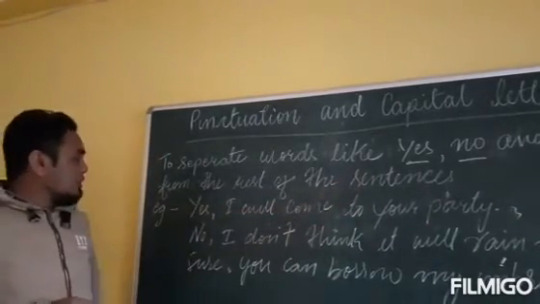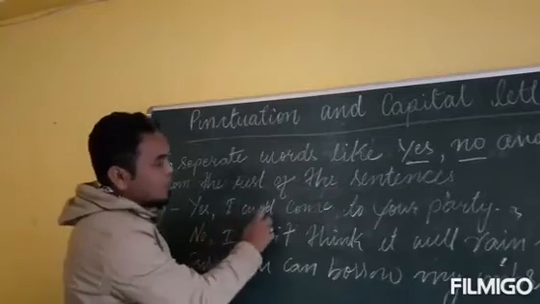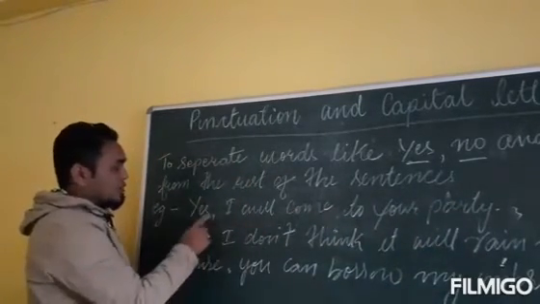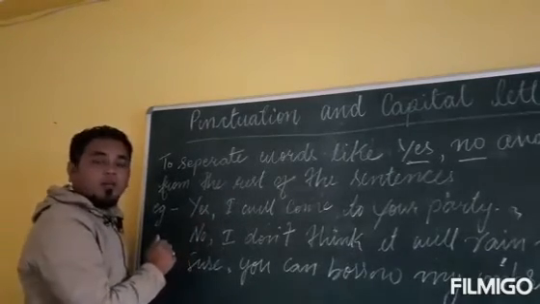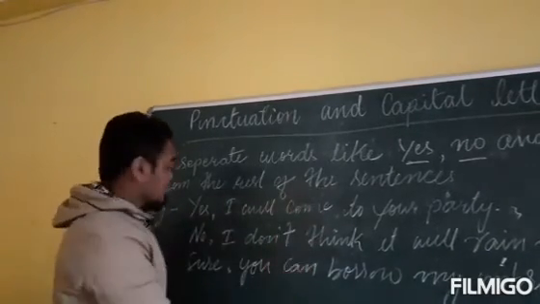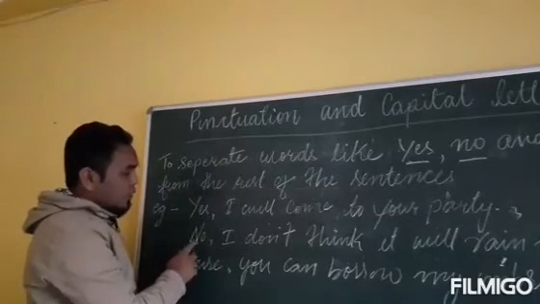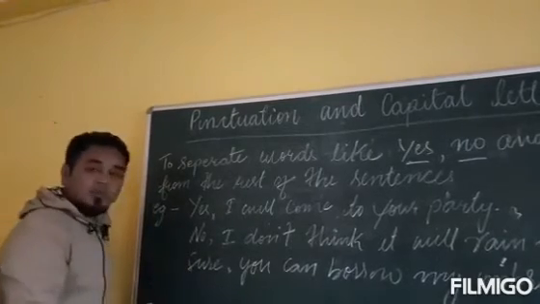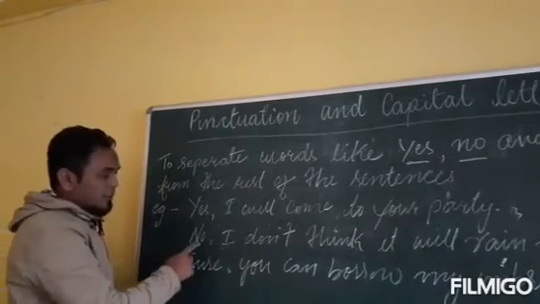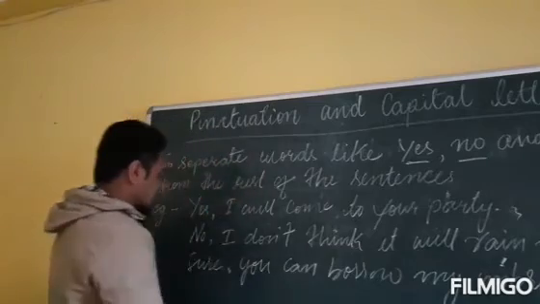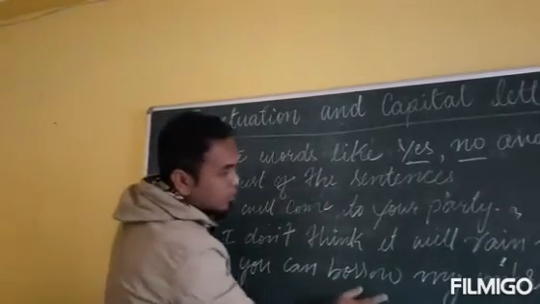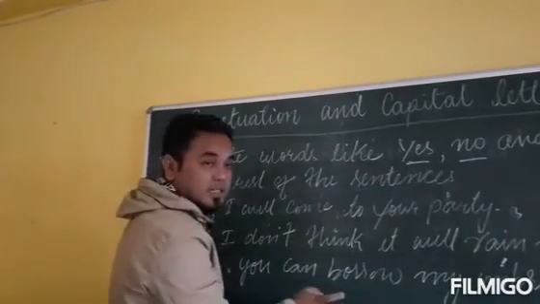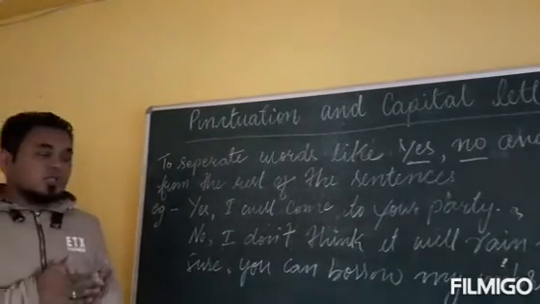Okay. So for example, here you see, yes, I will come to your party. So in this kind of sentence, you have to separate yes by putting comma from the other part of the sentence. Okay. And another sentence is no, I don't think it will rain today. So in this type of sentence also, you have to use comma to separate no from the rest of the sentence. Okay. And sure, you can borrow my umbrella. So here also you have to put comma to separate sure from the rest of the sentence. Okay. So all these are the uses of comma.